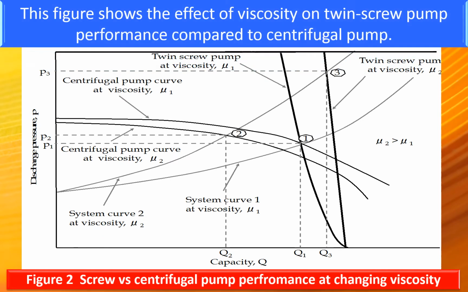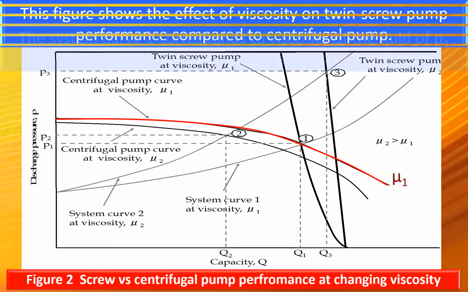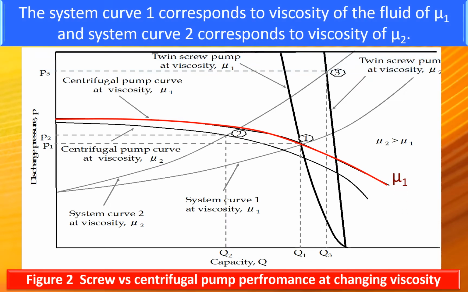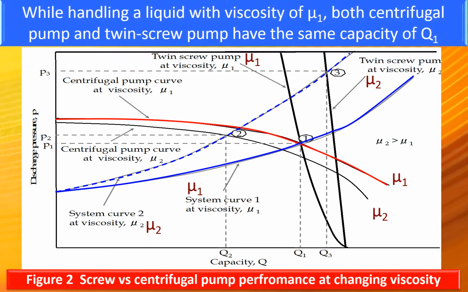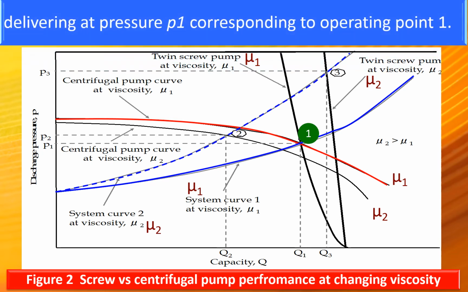This figure shows the effect of viscosity on twin screw pump performance compared to centrifugal pump. The system curve 1 corresponds to viscosity of the fluid of mu1 and the system curve 2 corresponds to viscosity of mu2. While handling a liquid with viscosity of mu1, both centrifugal pump and twin screw pump have the same capacity of Q1, delivering at pressure P1, corresponding to operating point 1.